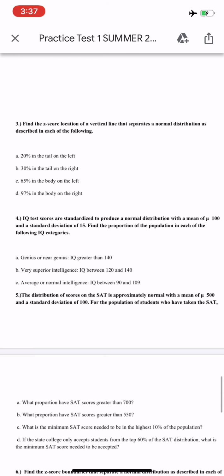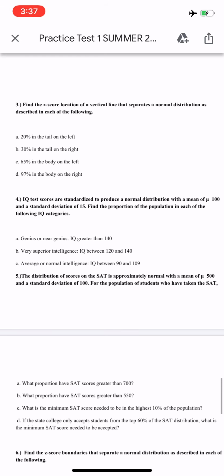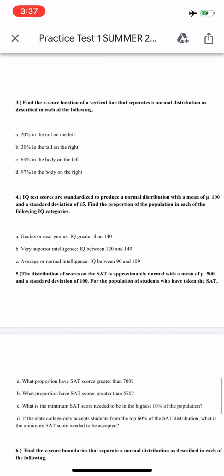Very superior intelligence, IQ between 120 and 140. Well, right away, 120 and 140 both fall above the mean, so the z-scores are going to fall on the same side. Using the same method we did before, a few questions ago, when we were looking for the distance between two z-scores, we get the z-scores for both 120 and 140. So you do 120 minus 100 divided by 15 equals 1.33. Then you do 140 minus 100 divided by 15 equals 2.67.